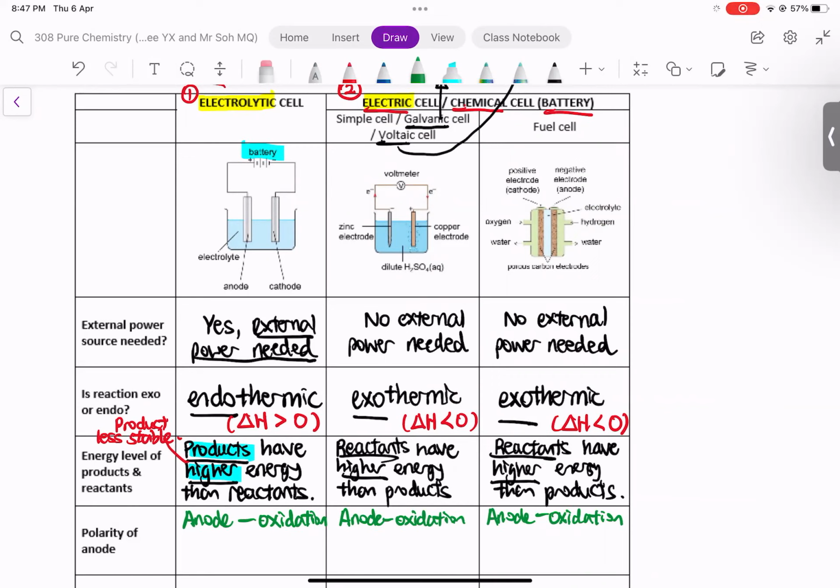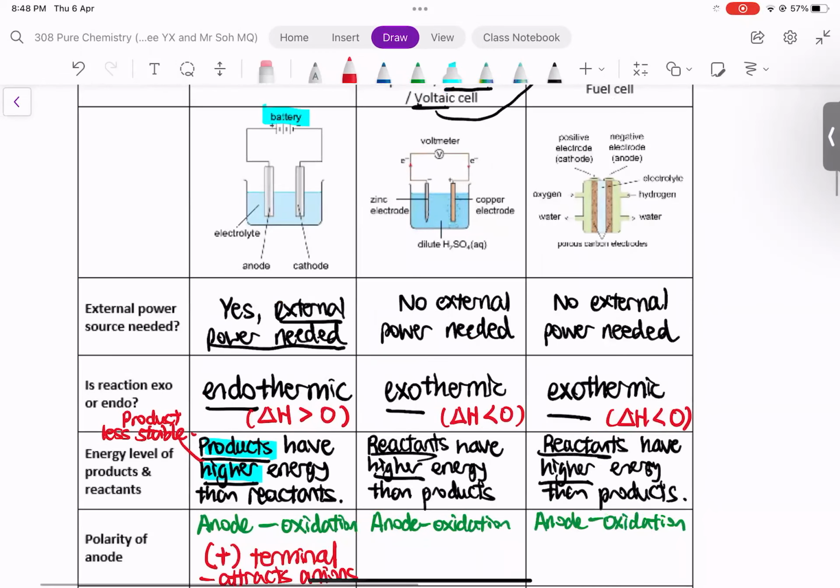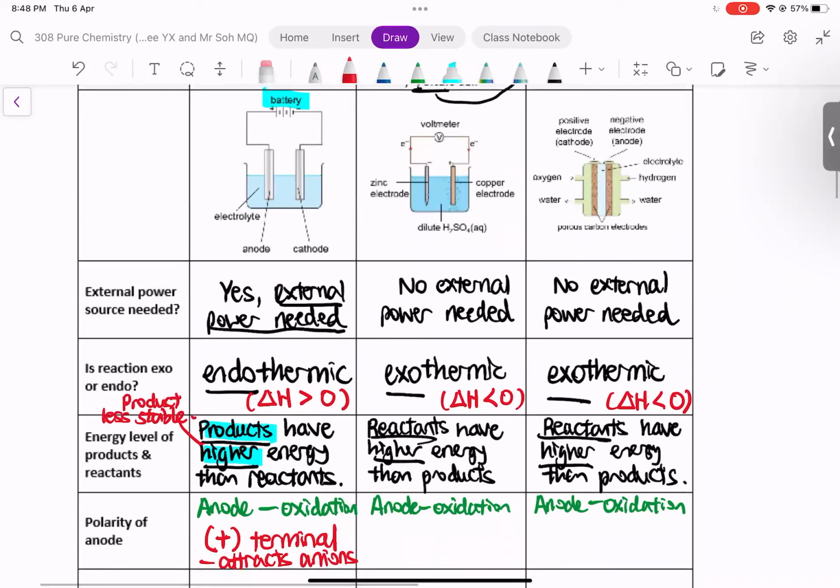So then what's the difference? Well, in an electrolytic cell, the anode is positively charged. Why? This is because in an electrolytic cell, the anode attracts anions. Therefore, it must itself be positively charged so that it could attract anions.